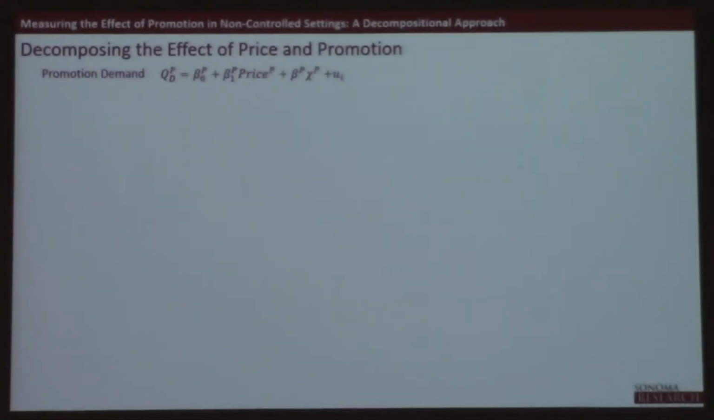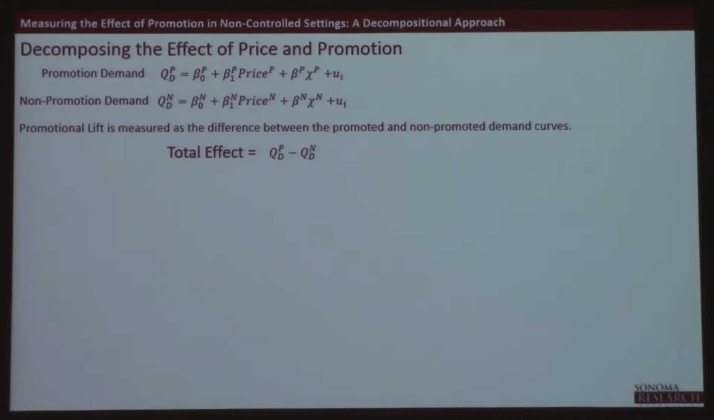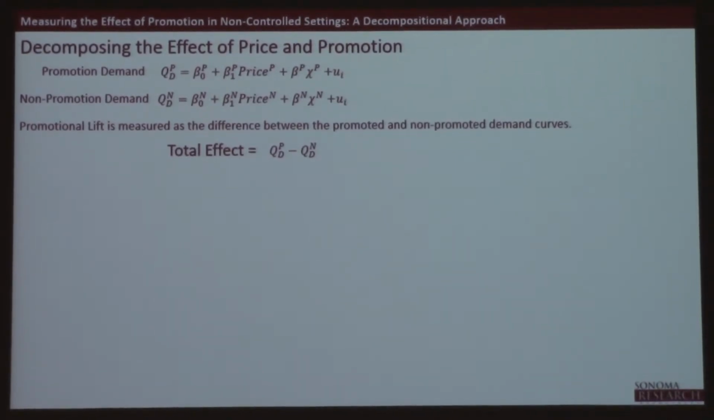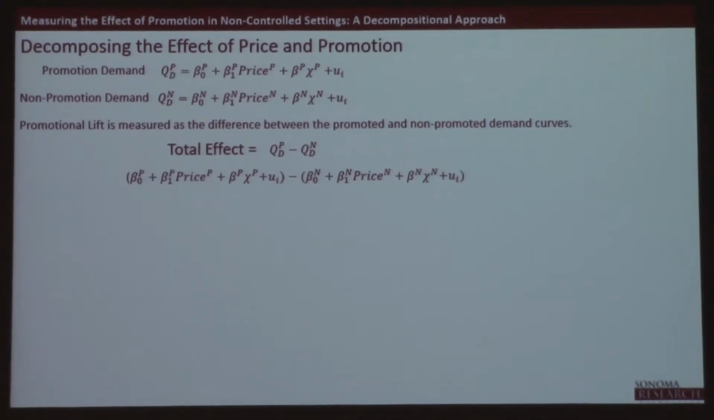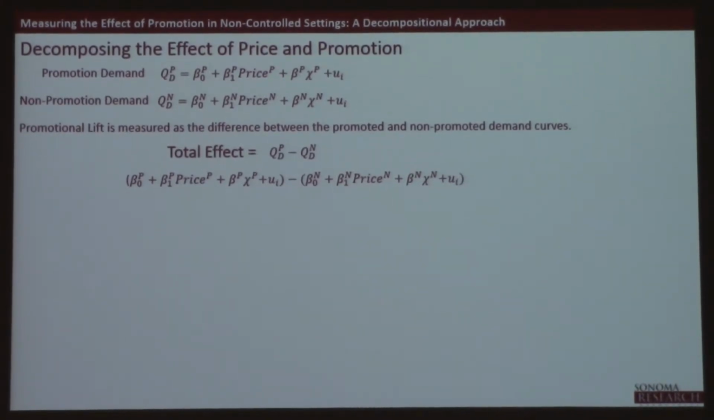We estimate a promoted demand, there it is. And don't worry about the chi, because that's just going to be the other factors, things like, in our paper, months and those kinds of things. Then we estimate a non-promoted demand. We know that the difference between those two is the total effect, which includes both promoted and non-promoted demand. And that's all I'm doing here, taking the promoted demand and subtracting the non-promoted demand from it. So that's all that is. It looks fancier than it is.